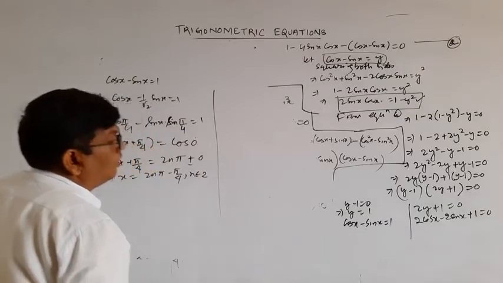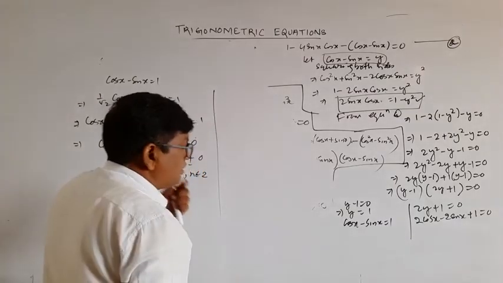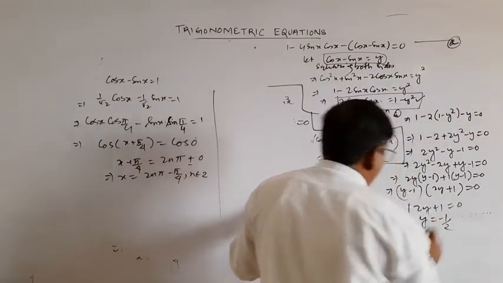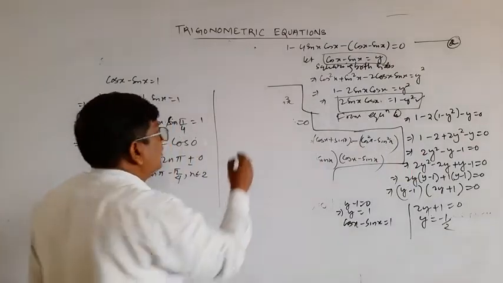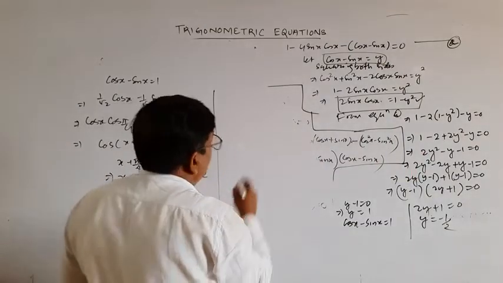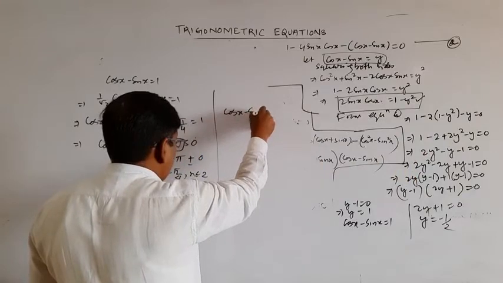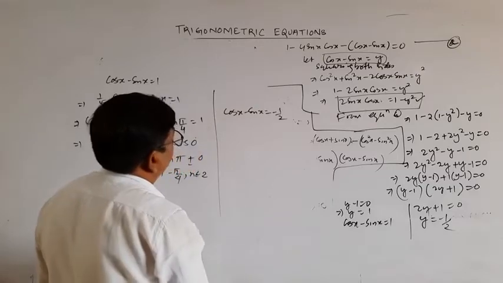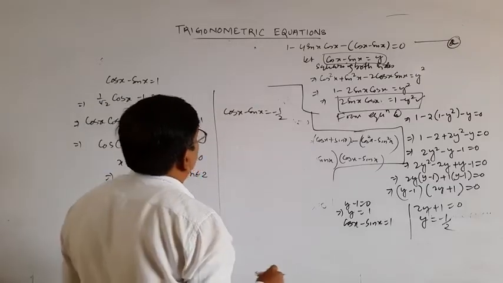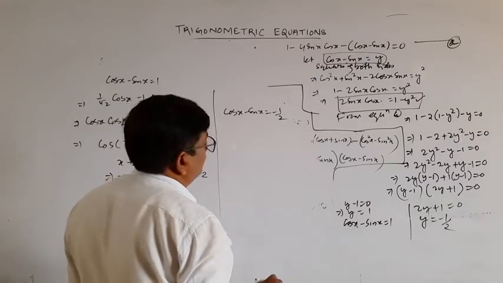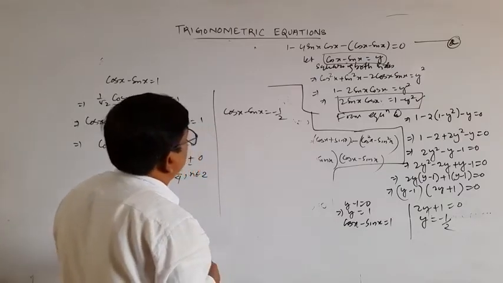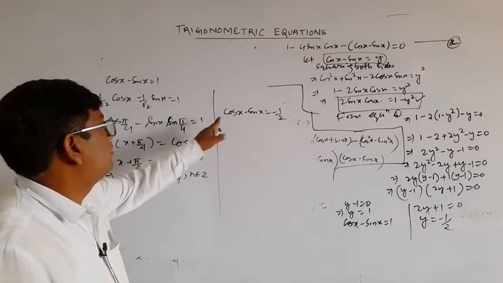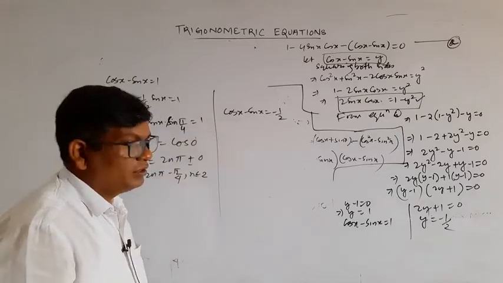Again y is equal to what? That is we can get here, y equal to minus 1 by 2. So if y is equal to minus 1 by 2, y means what? Cos x minus sin x. Cos x minus sin x is equal to minus 1 by 2. Okay, then divide both sides by what? That is root 2. So cos x minus sin x is equal to minus 1 by 2. Divide both sides by what? Root 2.